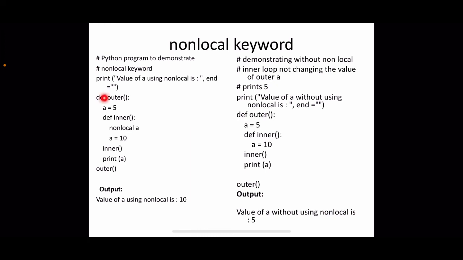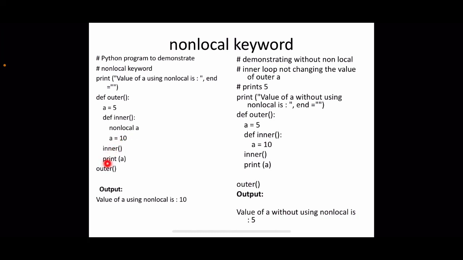After that we are defining a function, the outer function. Within that we are using a variable a equal to 5, and within that outer function we are defining a new function, the inner function, and we are saying nonlocal a. That means the inner function refers to the variable which is outside this function, this a, and assigns a equal to 10. And within the outer function itself we are calling inner. When inner is called, this will be executed: nonlocal a equal to 10. So the value of a got modified.